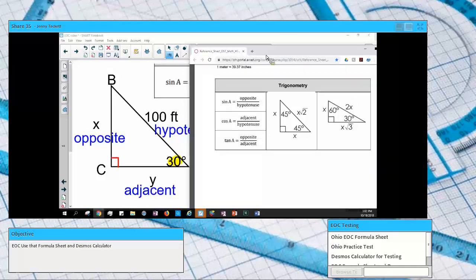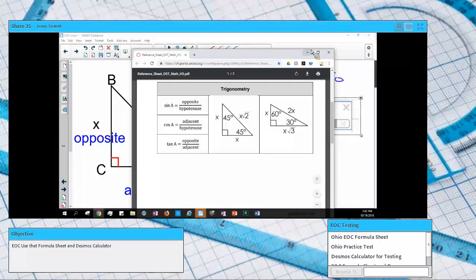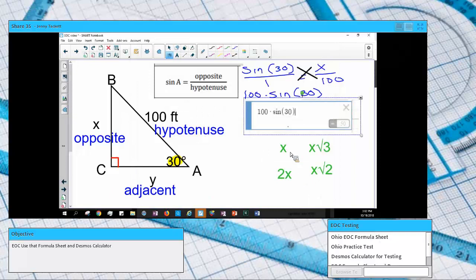For instance, in finding y, if they ask us to find y in radical form, this is going to be our best way to do this. Because watch, if I label this triangle, the y is going to have the relationship of x square root of 3.